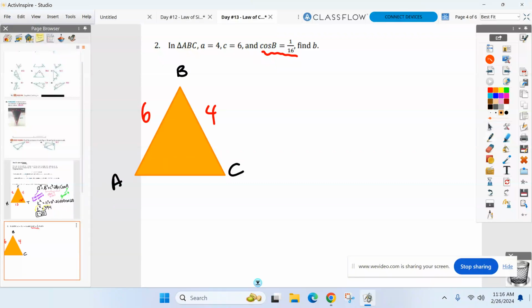And let me just put this out here. How do I know I'm going to use law of cosines versus law of sines? Literally, the word cosine is there for you. It says use law of cosines.